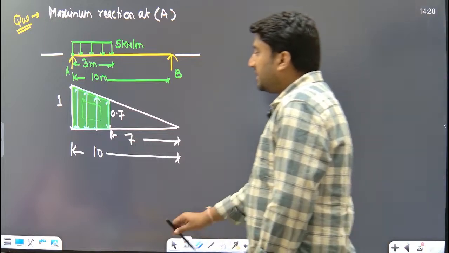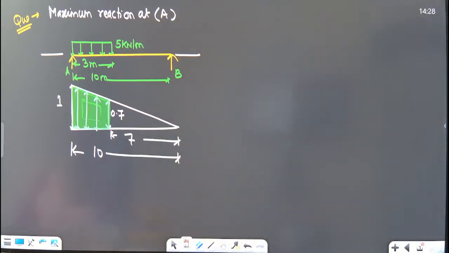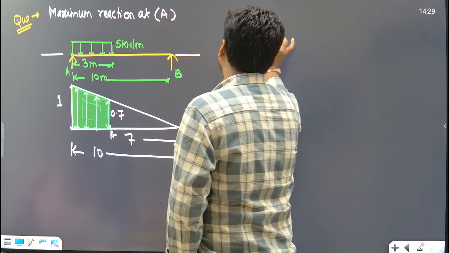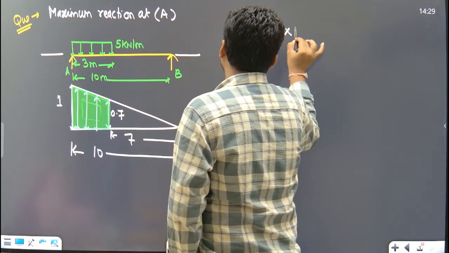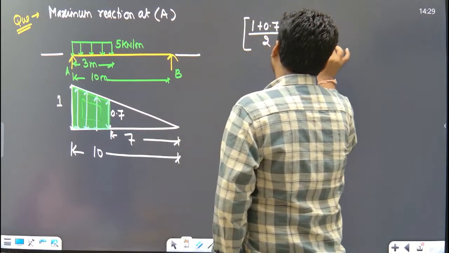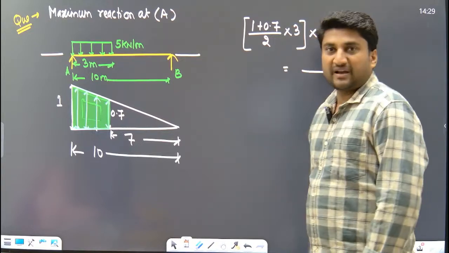So this is a trapezoid. How to find the area of the trapezoid? Half sum of parallel sides into distance between them. So what is the area under the curve? Half into 1 plus 0.7, into the distance between them, which is 3. So this is the area under the curve. What is the intensity of the UDL? 5. So you'll get the answer. This is the maximum reaction.